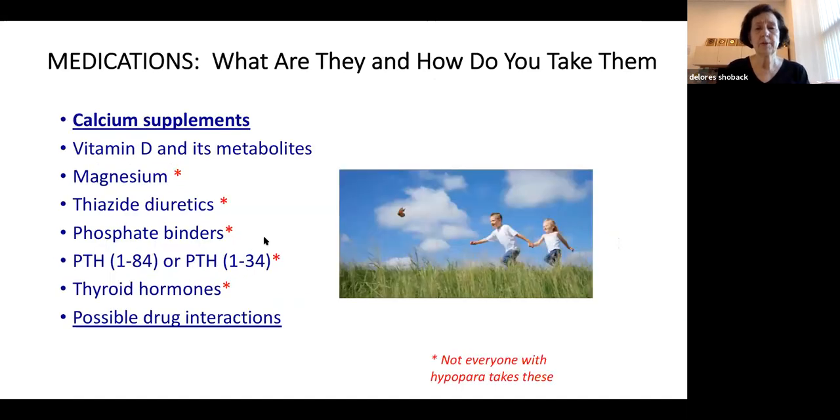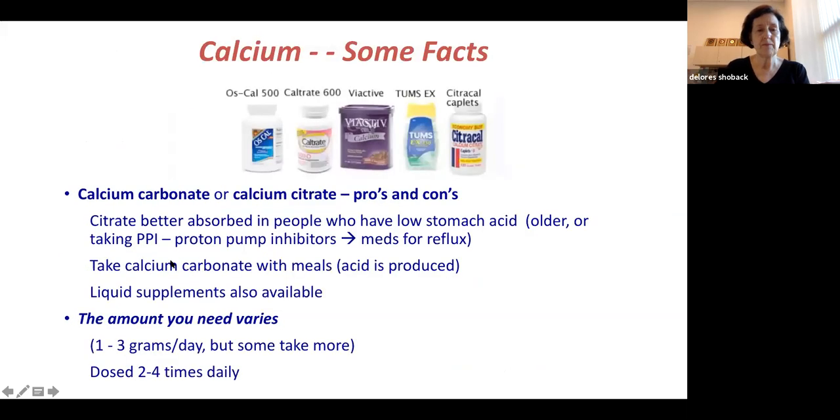Okay, so let's start with these medications, and I'm going to run through all of these different medications fairly quickly. So let's start with calcium supplements. Here are just several that are on the market, and you may recognize ones that you take now or have taken, and the names of them.